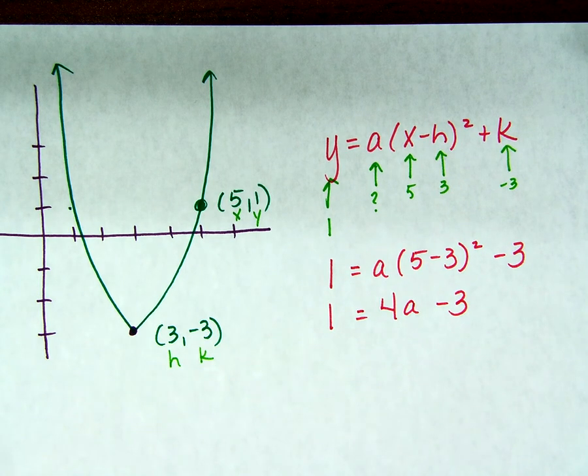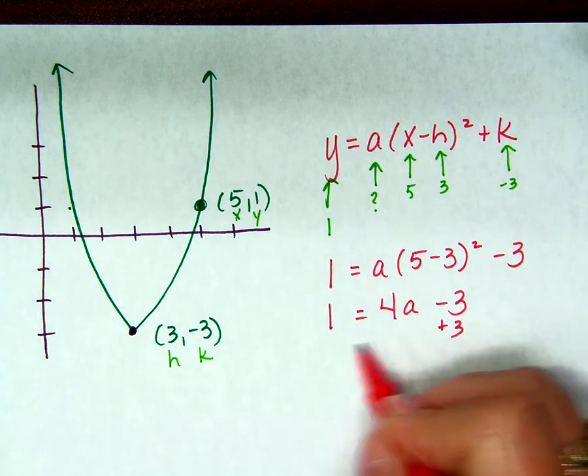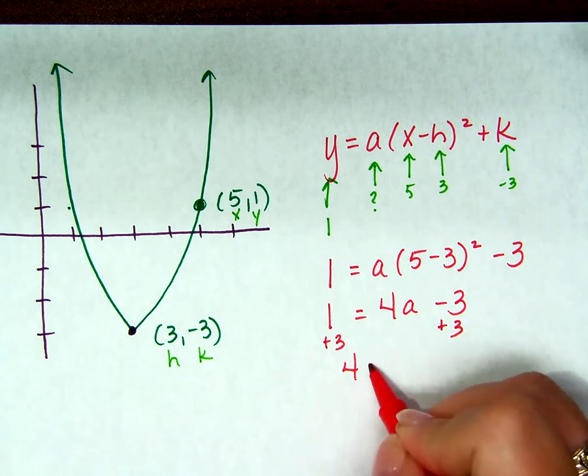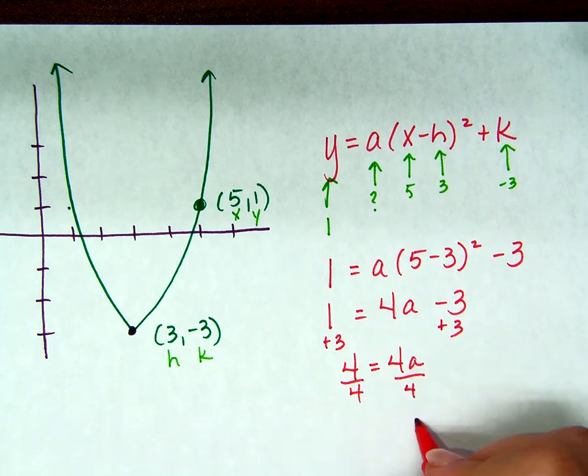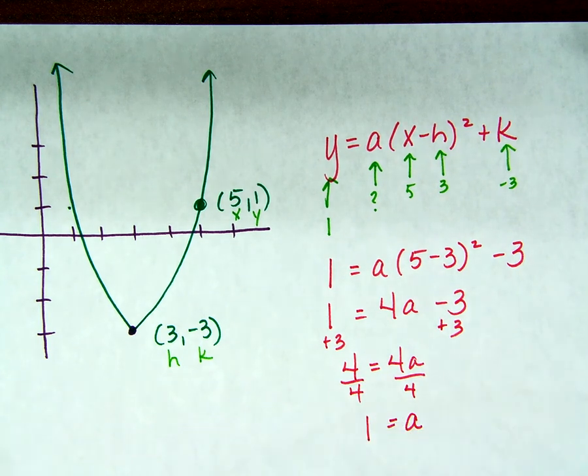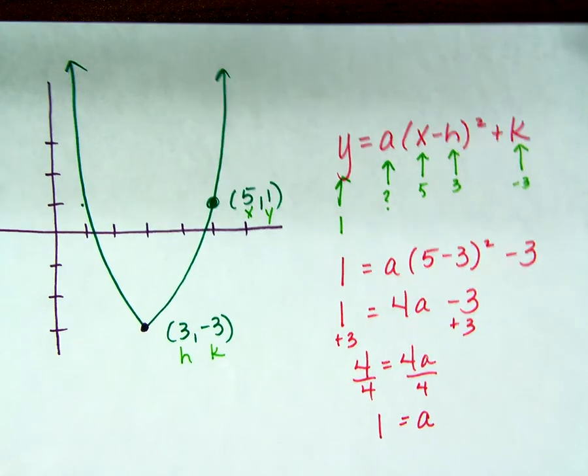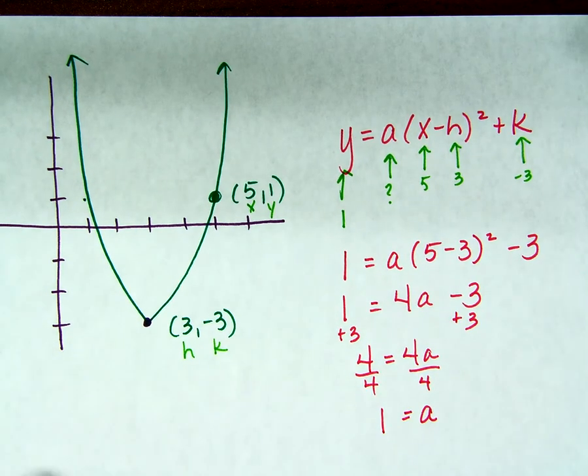You've been solving equations like this for a long time, haven't you? Add 3 to both sides. 4 equals 4a. Dividing both sides by 4, a equals what? 1. Now I have to actually write my equation. When I write my equation, do I substitute anything for x and y? No, I don't.